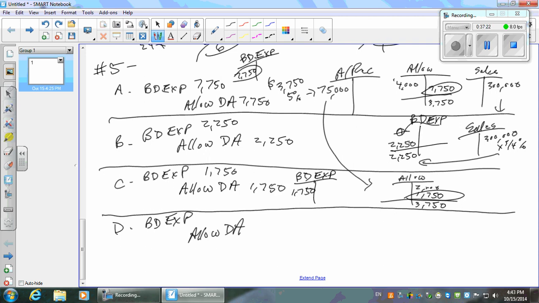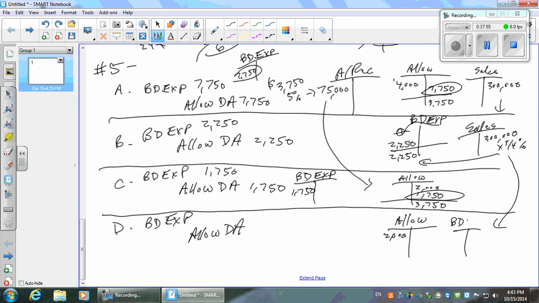Okay, you're going to love this next one. Assume the same information in B above, but the allowance for doubtful accounts has a debit balance of 2,000. Is that what it says? So I've got an allowance with a debit balance of 2,000. But what did I just calculate? I want bad debt expense to be how much, you guys? 2,250. I don't care what the allowance is for this one.